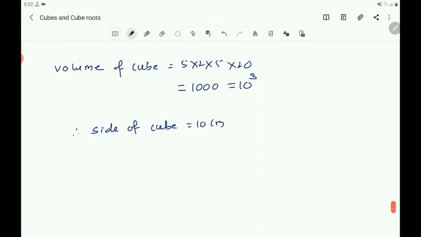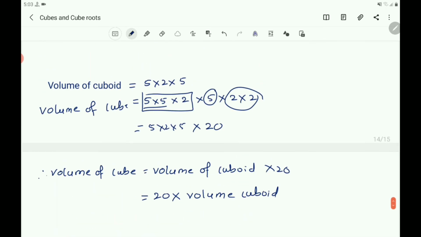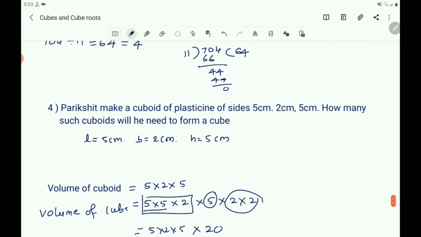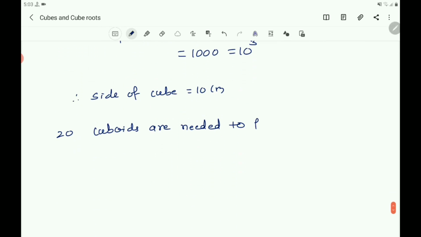And how many cuboids are required? 20 cuboids are needed according to the question. 20 cuboids are needed to form a cube. That is the answer for the question. In this way, that exercise is completed.